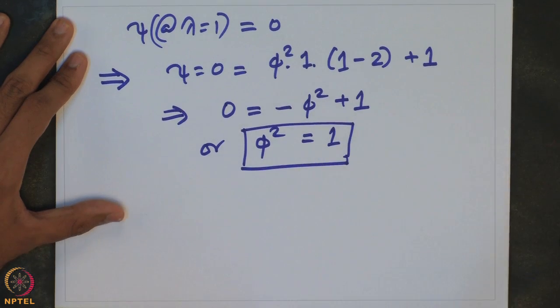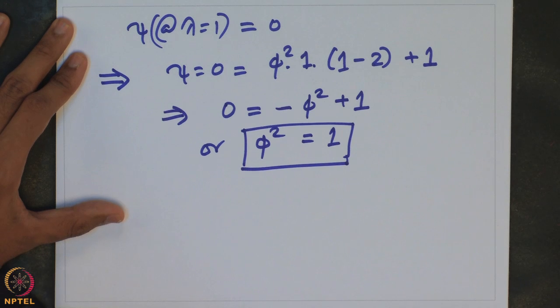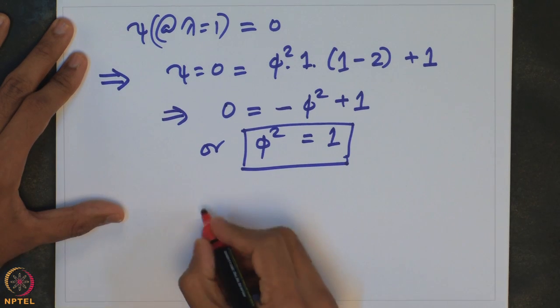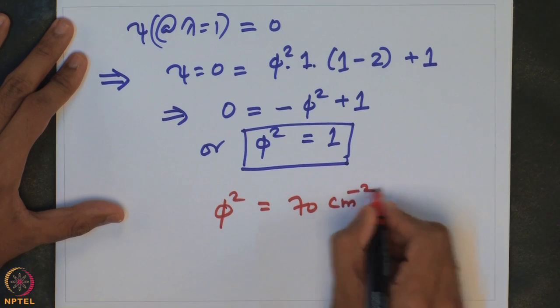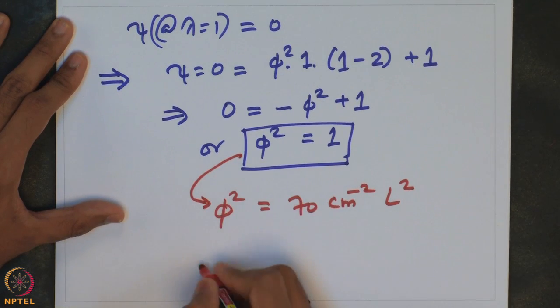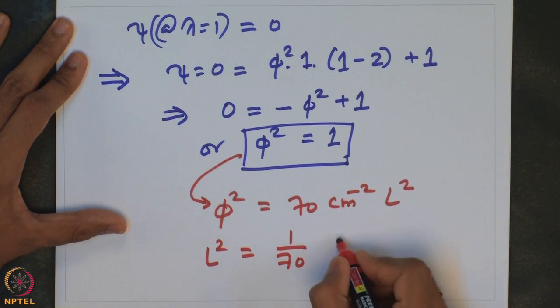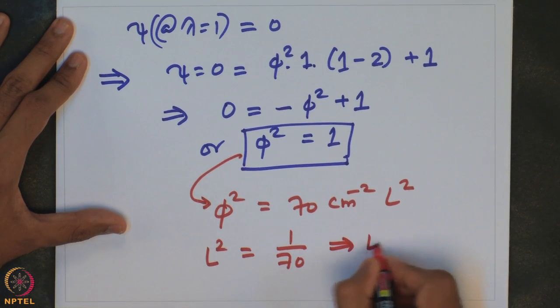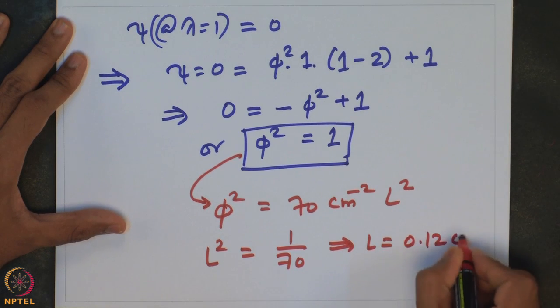But we know that for the given set of numbers, phi square is given by 70 centimeters to the power minus 2 into L square. So, now we can plug this in and find out what L square is. L square is 1 by 70, which means that L is equal to 0.12 centimeters.